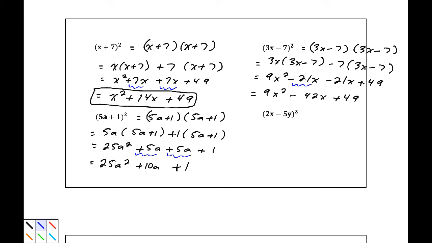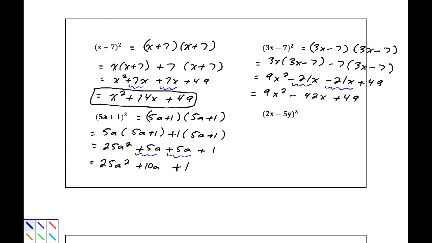Notice the middle two terms have been identical in each of these: 7x and 7x, 5a and 5a, negative 21x and negative 21x. Not a coincidence.